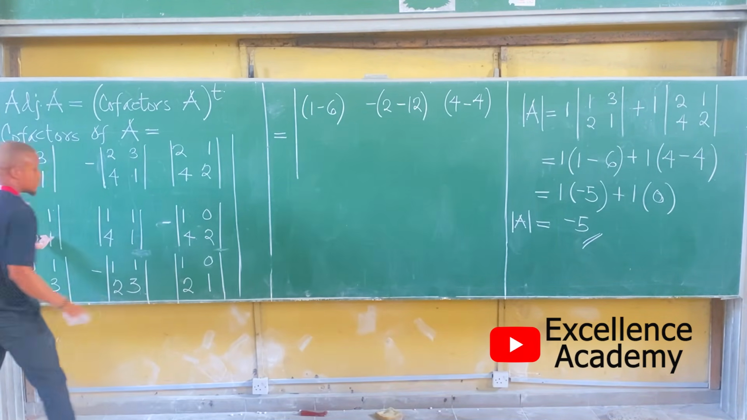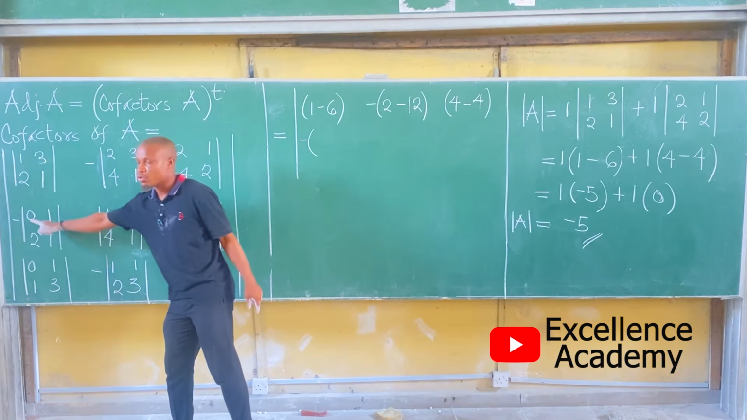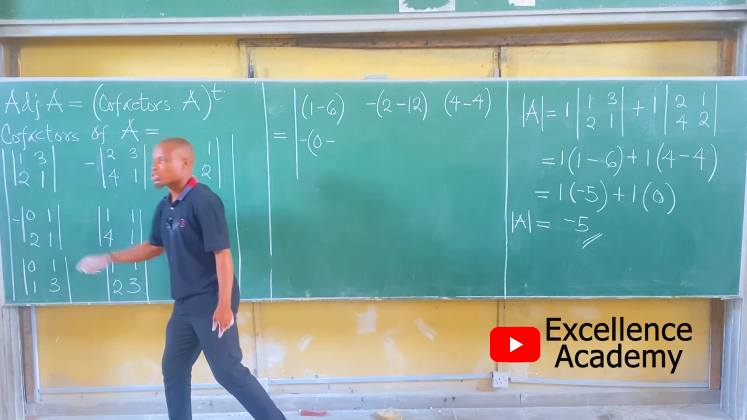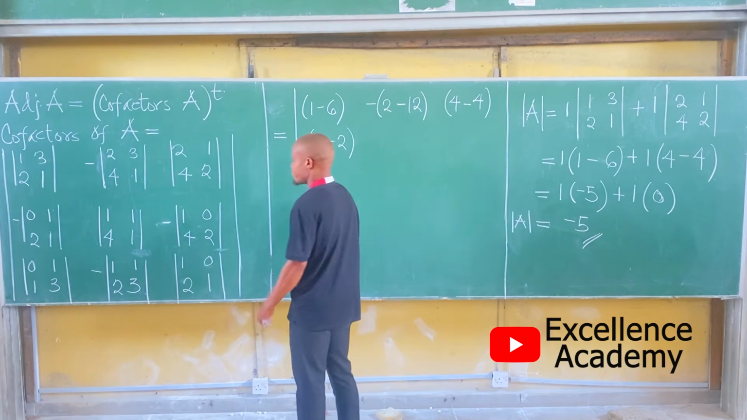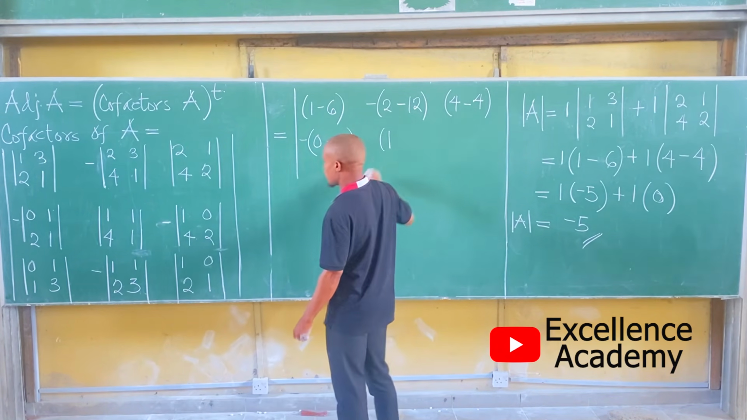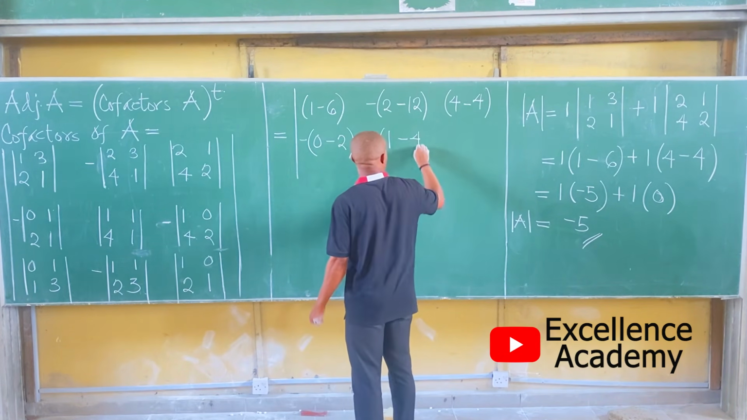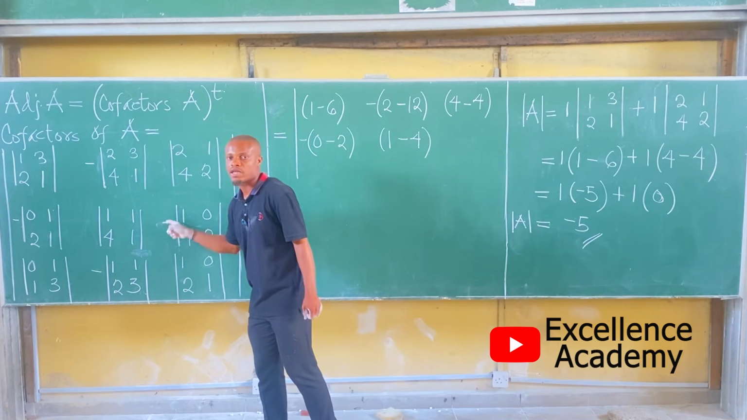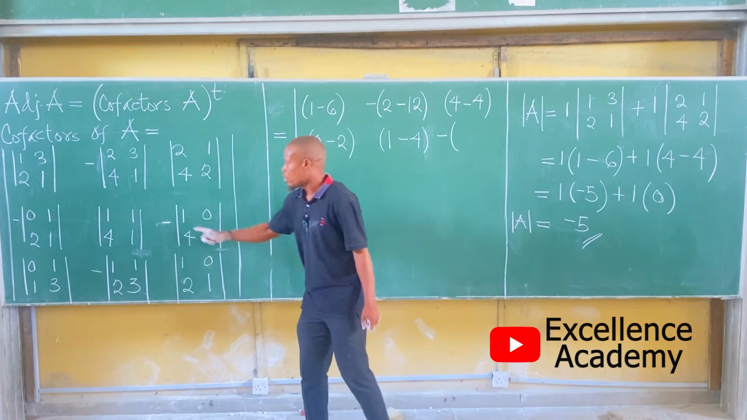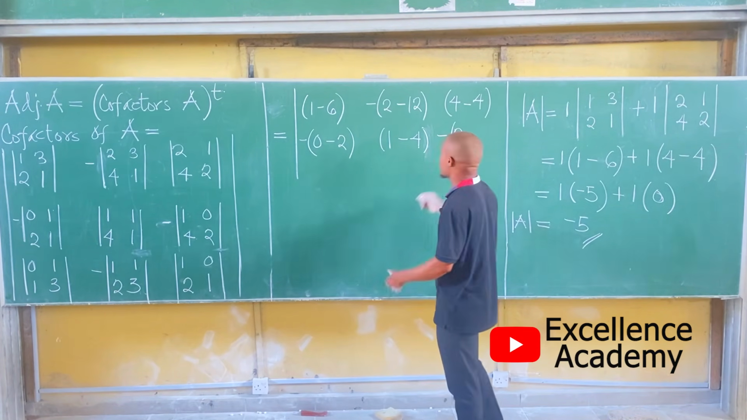Alright. Next, we have this minus, right? Minus 0 times 1 gives us what? 0. Minus 2 times 1 gives us what? 2. Next up, 1 times 1 gives us what? 1. Minus 4 times 1 gives us what? A 4. Next up, I'm having a minus sign here. Minus, alright, 1 times 2 gives me what? 2. 4 times 0 gives us what? 0. Minus 0.